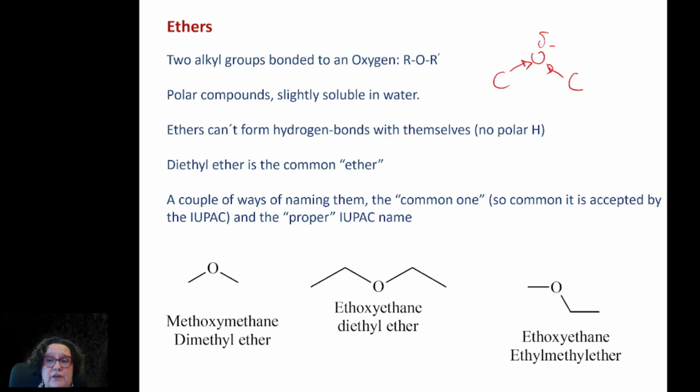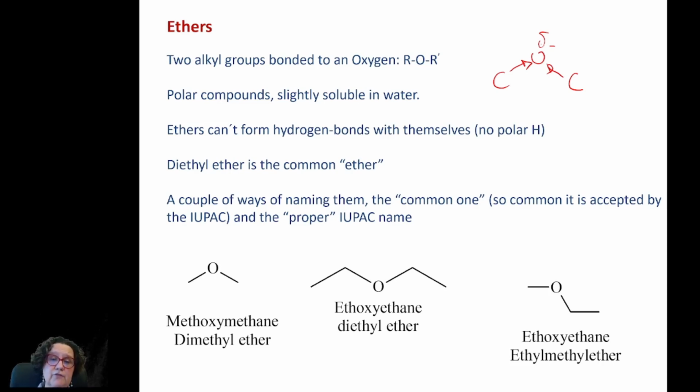When we talk about ether, we think about one specific type of ether, which is the most common one, which is diethyl ether. There are a couple of ways of naming them. One is the common one, which is so common that it's actually accepted formally by the IUPAC, International Union of Pure and Applied Chemistry, which is the organisation that sets the rules that we chemists follow, for example, to name compounds. So the common way of naming them is calling them ether, and then in front of the word ether, you mention the two alkyl groups you've got.